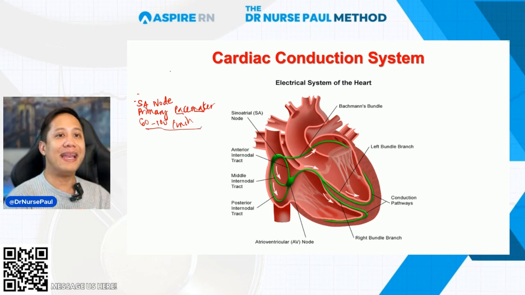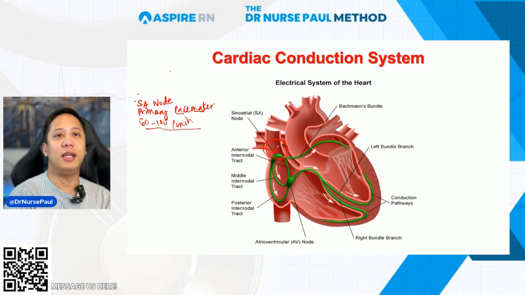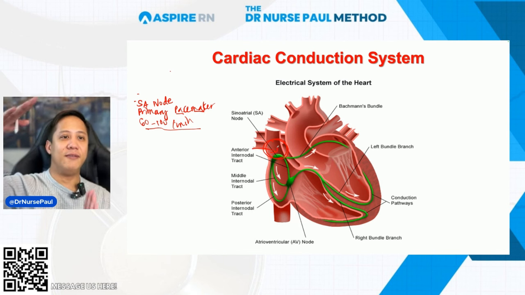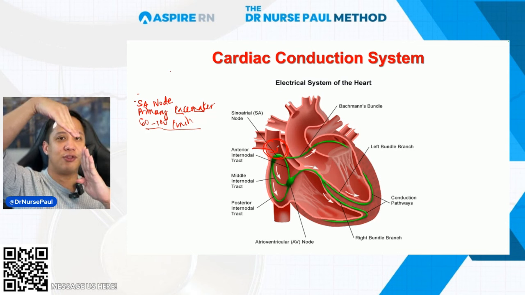Again, how many pacings or rate can the SA node deliver in a minute? In a minute, go. 60 to 100, agree? Yes or no? Yes. So that's the SA node right here, guys. That is your SA node, somewhere between the IVC, which is going upward, and the SVC junction towards your right atria, all right?